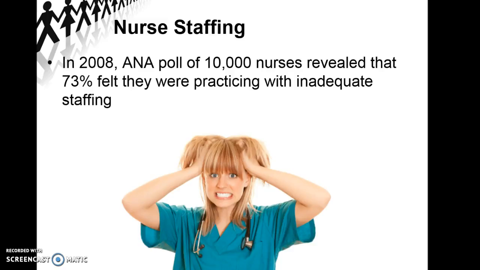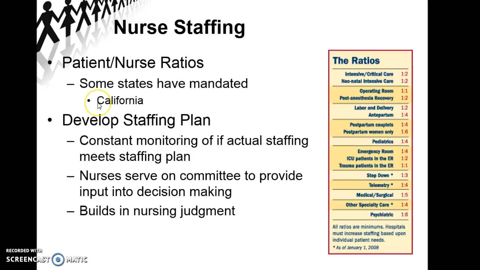So if we feel like we're understaffed, then we have less job satisfaction. And the only state that has a law that mandates nurse-to-patient ratios is California. All right. So to develop your staffing plan, you have to monitor the staff you have and make sure it meets the plan. Make sure you serve on committees that are going to input the staffing plan, and it's built on your judgment. If you know who's coming in, or you know who can help you out, it does help you judge where you're going to put people.